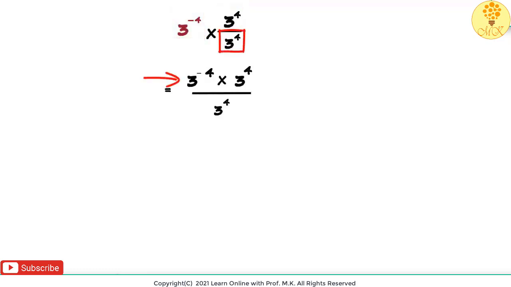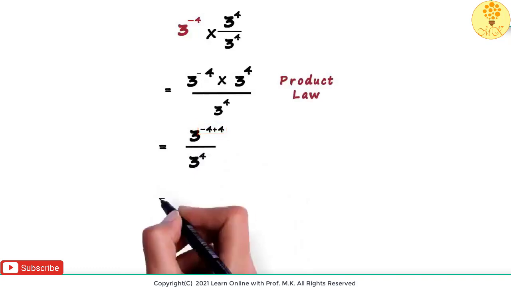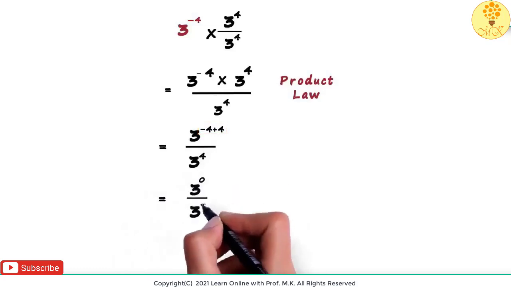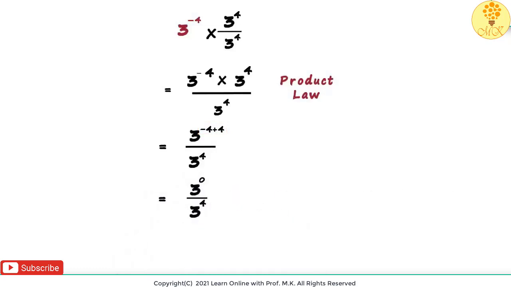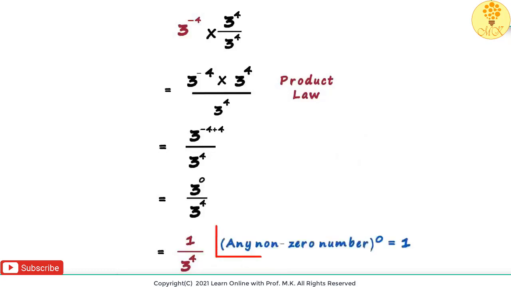Focus on the numerator now. Since the base is the same, we can use the product law to write it down as 3 raised to minus 4 plus 4. And we write the denominator as is. Minus 4 plus 4 equals 0. Hence, that would equal 3 raised to 0 divided by 3 raised to 4. And since we know that any non-zero number raised to 0 equals 1, we can write it down as 1 divided by 3 raised to 4. Let me repeat. This is a very important property. Any non-zero number raised to 0 equals 1.